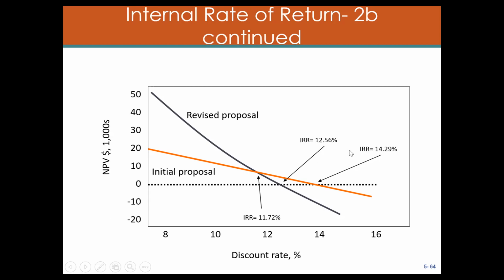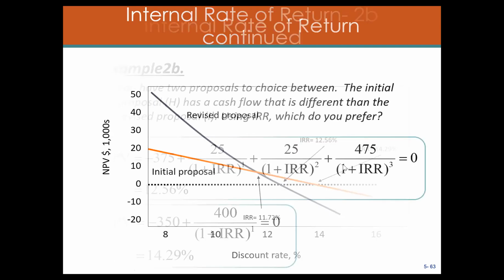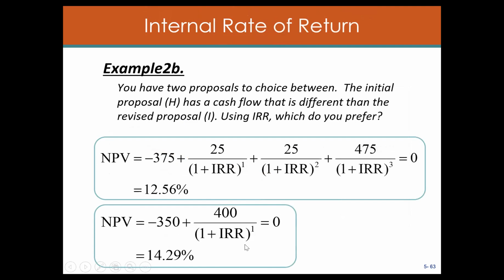So two projects, one has an IRR of 12.56%. That means, if you have a rate of return of 12.56%, you'll get zero net present value. And here, a rate of return of 14.29%, you'll get zero net present value. Why will I go for 14.29? I'll go for this. I'll get more money. Got it? So you have to be cautious when you're using the IRRs over here. Even though the IRR of 14.29% is high, it doesn't mean that this is better than this. NPV is another story.